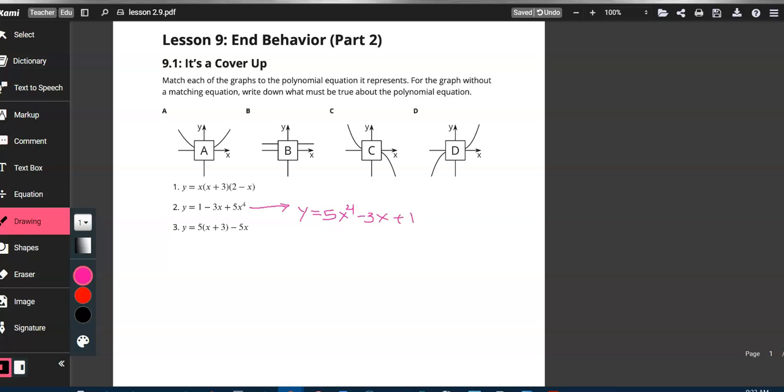So for number 2, if I rewrite it in standard form like this, I'm going to focus on this right here. And what I get out of that is that I'm looking at 4. 4 is an even function, so that's an even degree. I know that it's an even degree and it's positive, so it's going to do something like this. So for 2, I'm looking at A.